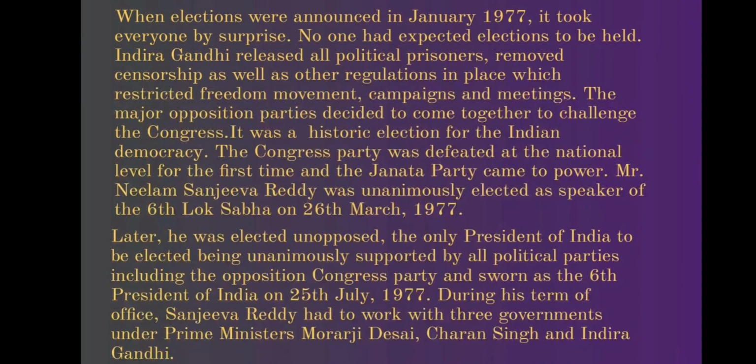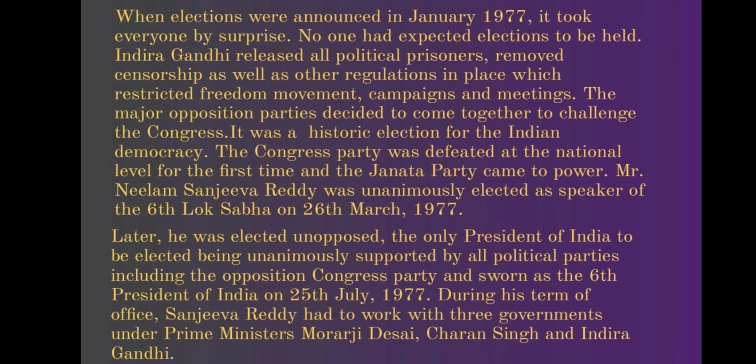When elections were announced in January 1977, after the end of emergency, it took everyone by surprise. No one had expected elections to be held. Indira Gandhi released all political prisoners, removed censorship, as well as other regulations in place which restricted freedom of movement, campaigns, and meetings. Now, in 1977, they declared elections, and no one had expected that elections would be held after the emergency.